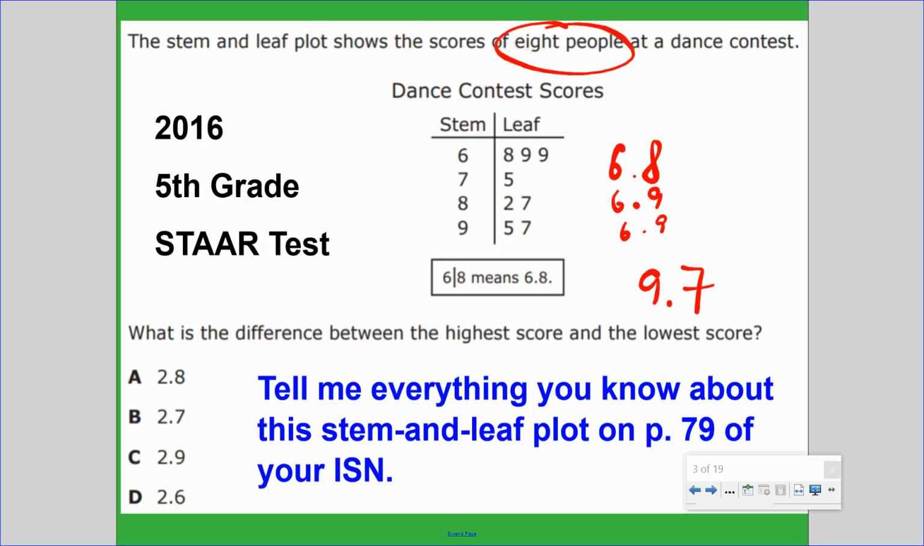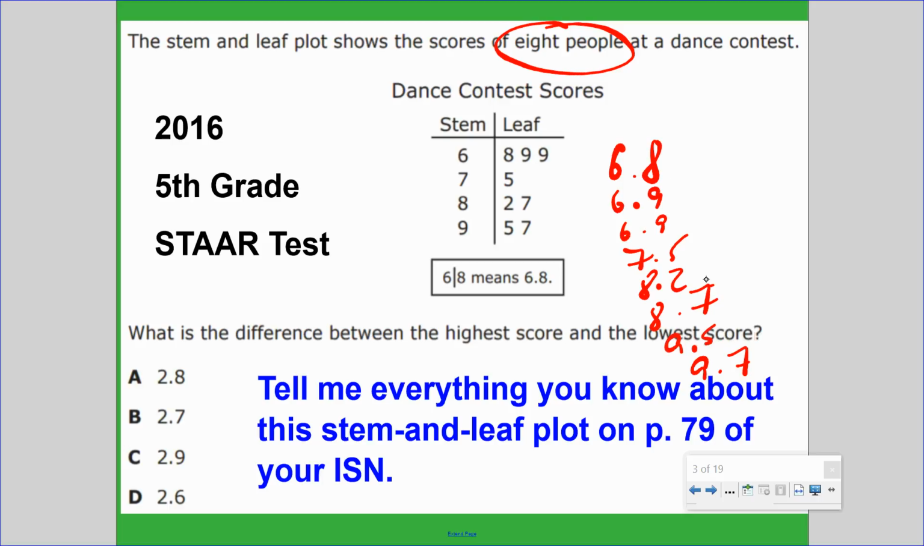You know, I'm going to erase this. 7 and 5/10, 8 and 2/10, 8 and 7/10, 9 and 5/10, and 9 and 7/10. So these are the 8 scores. So they range from 6 and 8/10 to 9 and 7/10, or that's the spread. Hopefully you'll maybe be able to say that the mode, or most common value, is 6 and 9/10.